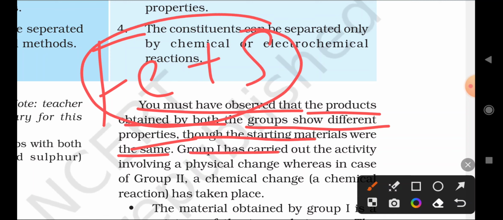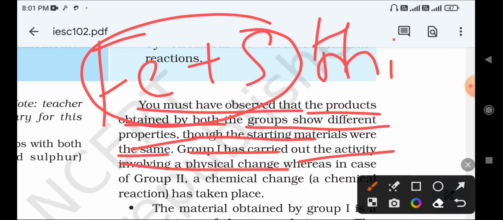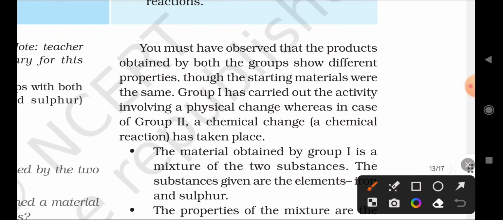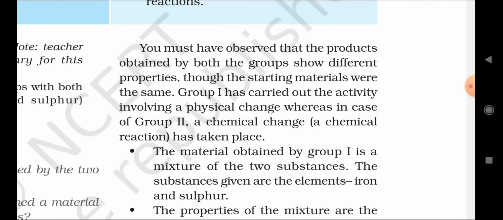Group 1 has carried out an activity involving what? Physical change. Physical change means they are crushing and mixing only. The first group is making only crushing and mixing, but the second group involves a chemical change because they are heating. In the case of group 2, it is a chemical change, because they gave heat to the solutions.